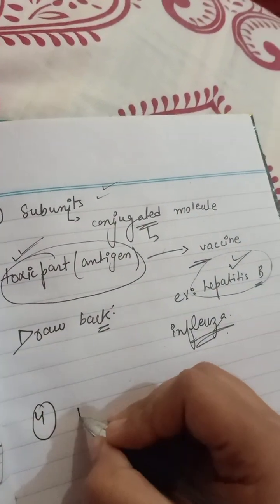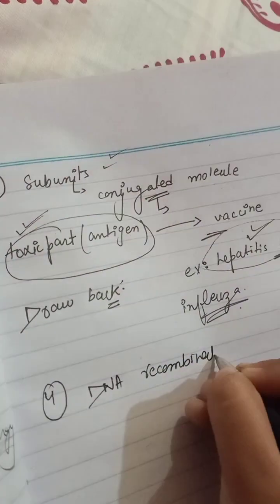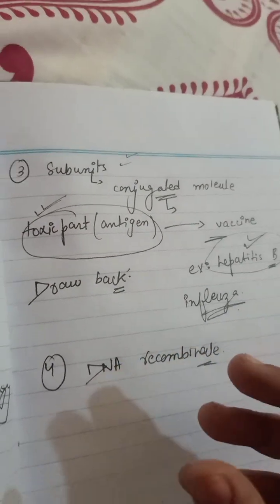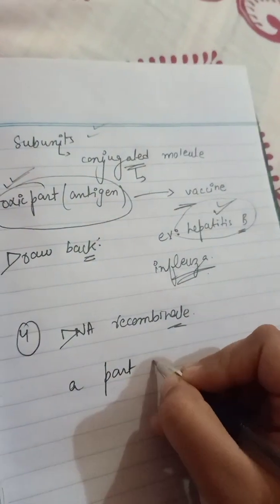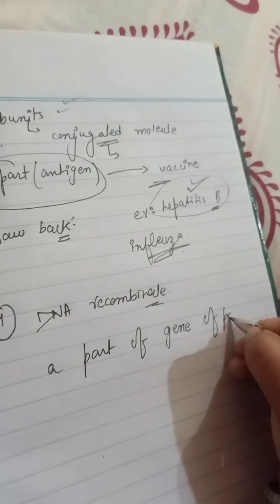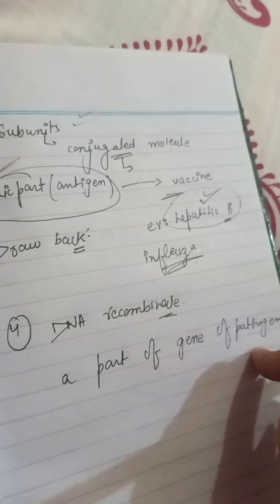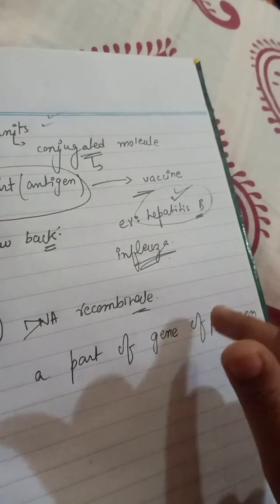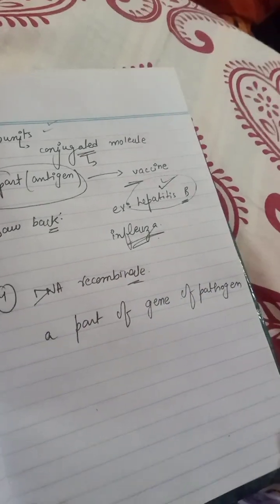The fourth one is the DNA recombinant vaccine. This is used in genetic engineering. We are cutting and introducing a new gene. How? We will take a part of a gene of the pathogen. We will extract a gene from the pathogen which is causing a disease, the gene that is multiplying in our body.